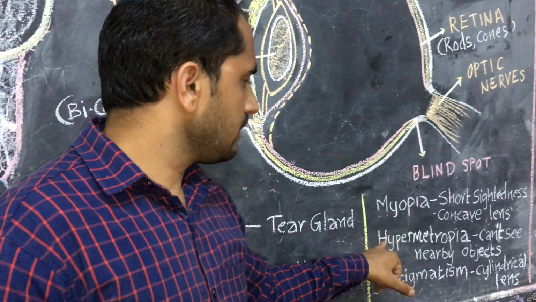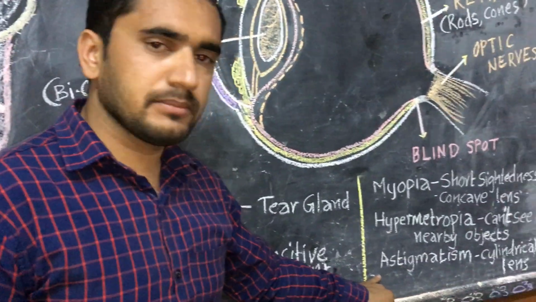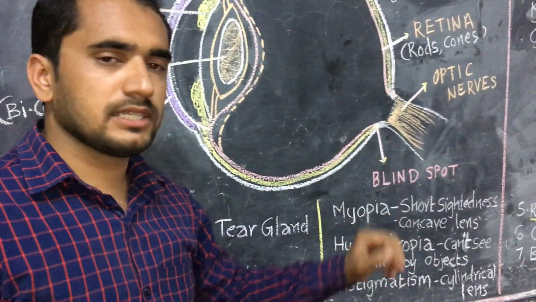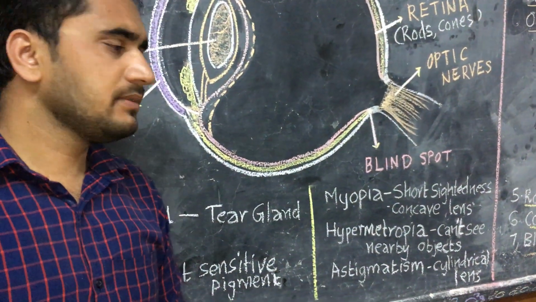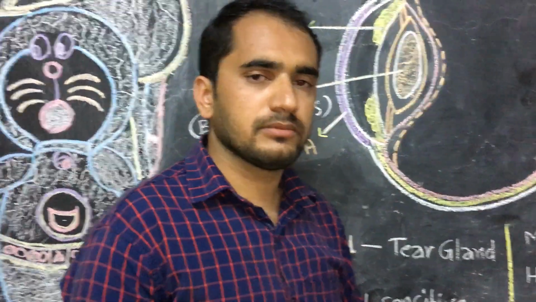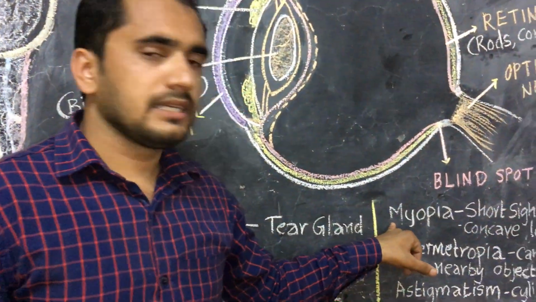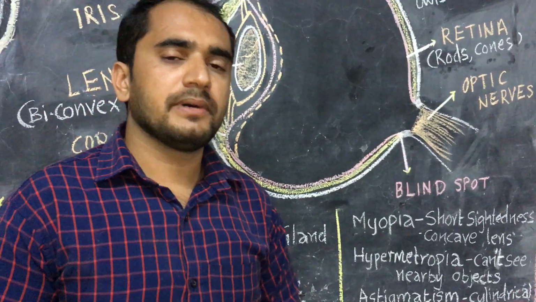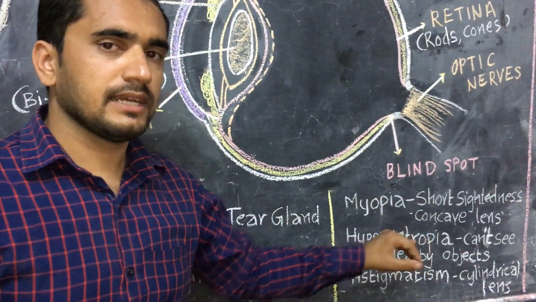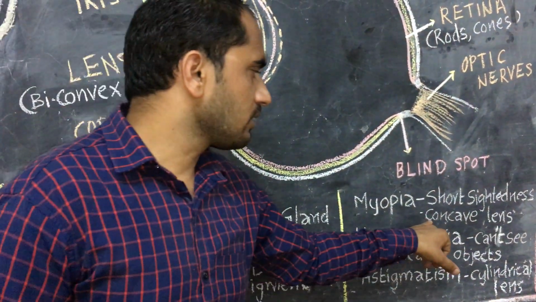some diseases are related to the eye, for example myopia, hypermetropia and astigmatism. Myopia is also called short-sightedness. Myopia is a disease in which a person is unable to see the far objects, he can see the nearby objects, and it can be corrected by concave lens.